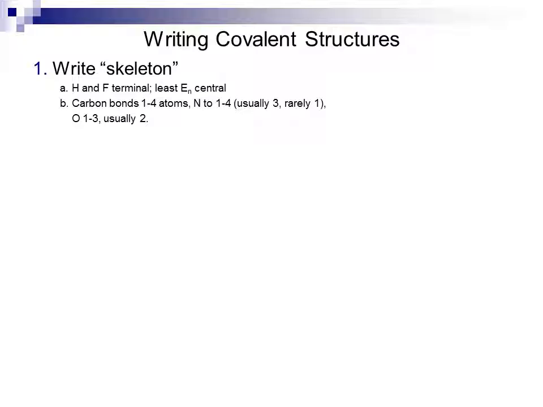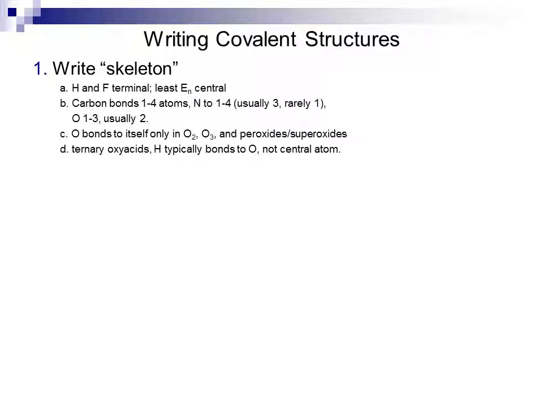Carbon tends to bond between 1 and 4 atoms to itself. Nitrogen can make either 1 to 4 bonds as well, while usually it will only make 3. On occasion it will make 1, but that's even more rare. Oxygen will bond 1 to 3, but usually only 2. Now you'll find oxygen will bond to itself only in cases where it's oxygen or ozone, O2 and O3, or in cases of superoxides and peroxides, which look like O2 with charges.